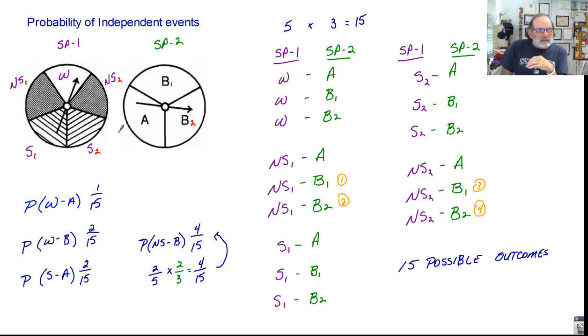It's the product, the answer to multiplication, of the probability of the different events. So since there's a 2 out of 5 chance of not striped and a 2 out of 3 chance of B, we multiply those together, and the chance of not striped and B is 4 out of 15. So there's your quick review on probability of independent events. Now, if you want to continue watching, we'll do probability of dependent events.